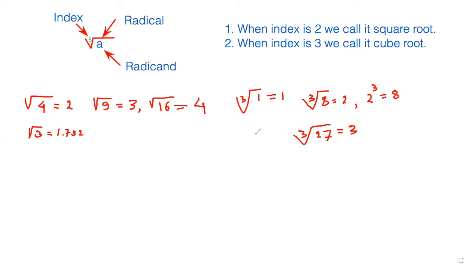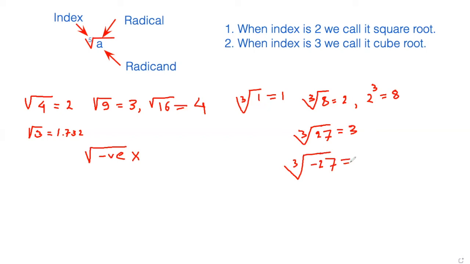Most of the time, the teacher will not allow you to use the calculator. So it's better to remember some of the perfect squares and perfect cubes. Oh, one more thing to remember: inside the square root, you must not have a negative number. It's not possible to take the square root of a negative number. But if the index is odd, then you can have a negative number here.